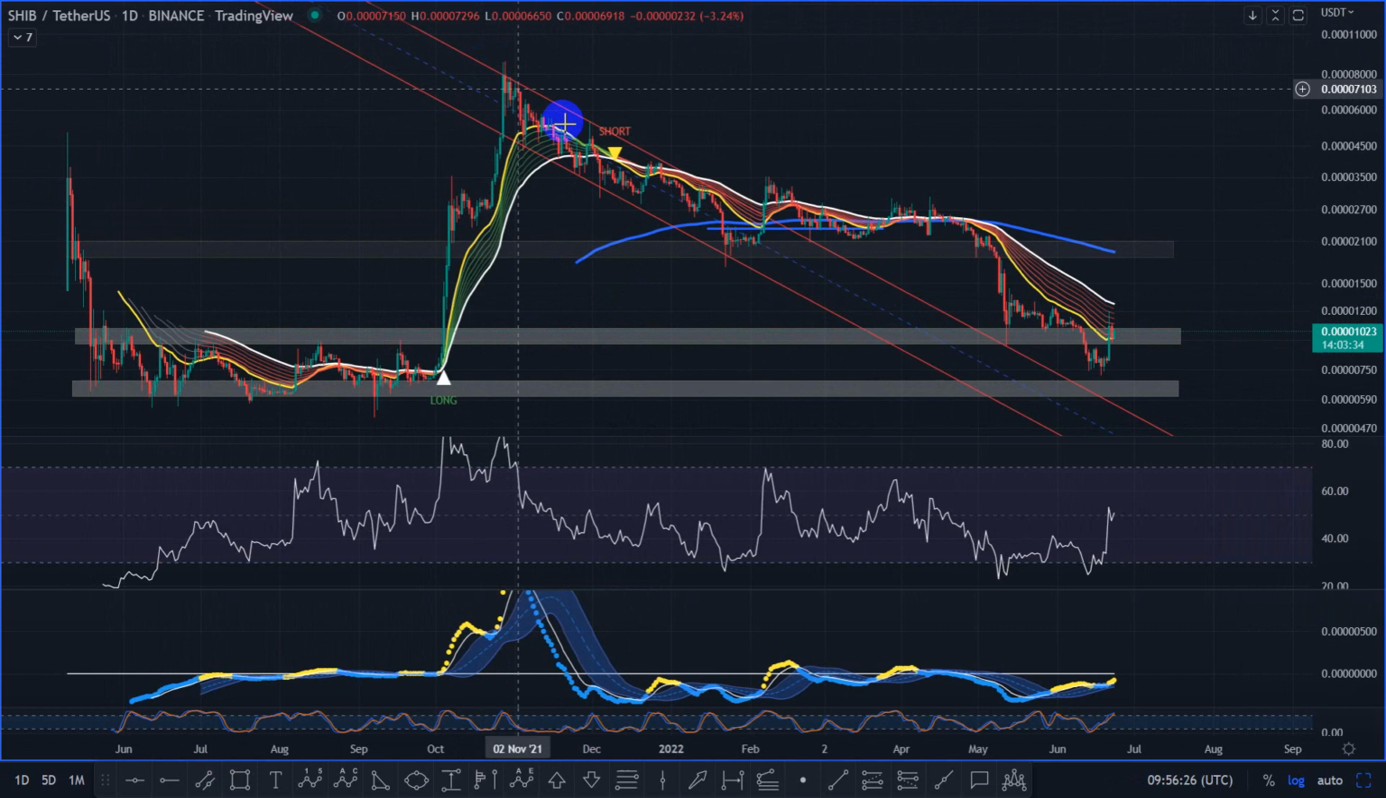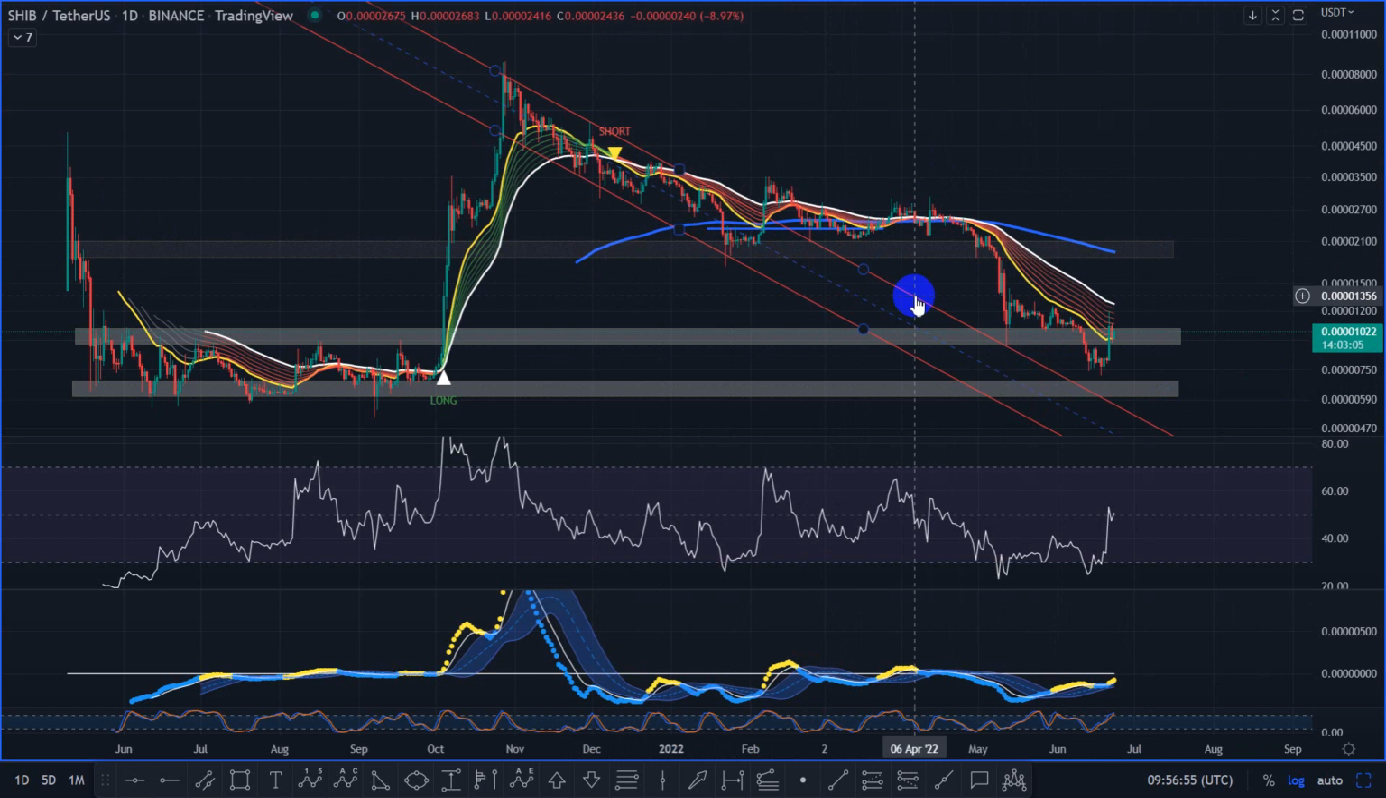First, I have this descending parallel channel. Why is it important? Because check how many times the price reacted on the borders here, then here again, then it went here, here, and here, then one more time on the top, then here on the bottom, then it had a retest of it, and then here's another retest on 12th of May. So I believe that this is a very important parallel channel.